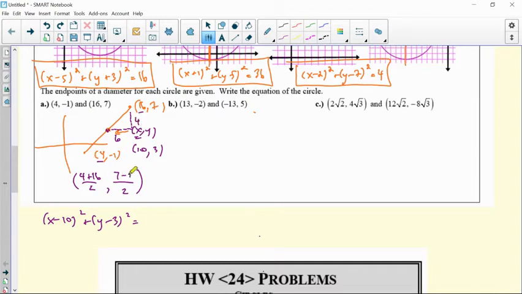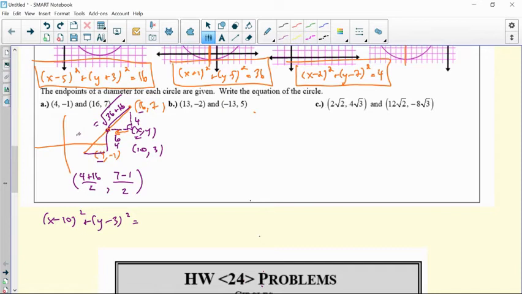Or you could have said from 4 to 10, that's still over 6. And then from negative 1 to 3, that's up 4. So I know that I have two right triangles here. And so then I can find this just using the Pythagorean theorem, the square root of 6 squared plus 4 squared. So the square root of 36 plus 16. So it's the square root of 52.